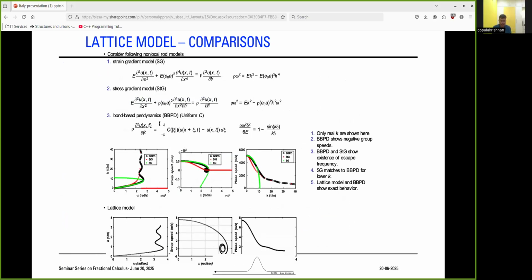Gradient based is only where you will have a partial differential equation. For example, the first two are gradient based. One is the stress gradient, another is a strain gradient based theory. So when you talk about gradient-based theory, these are basically classical integer order operators. Yeah, exactly. Okay.